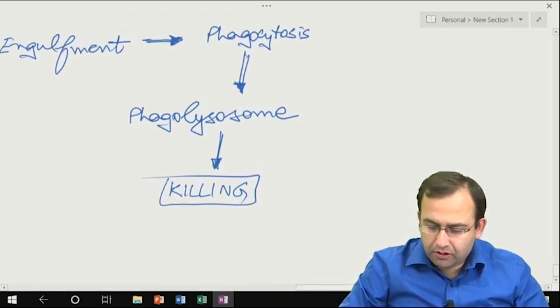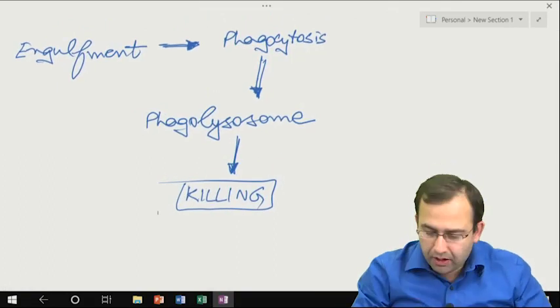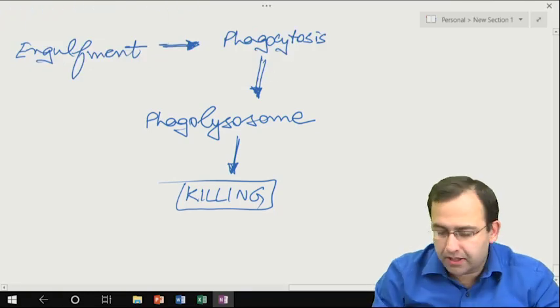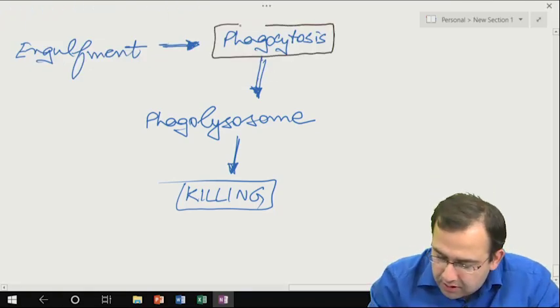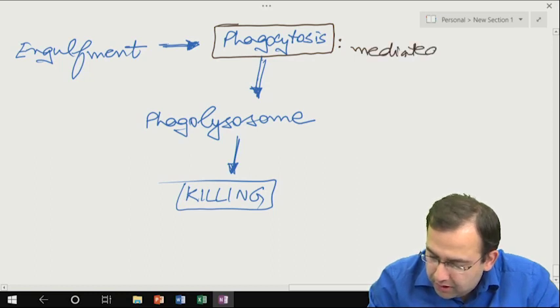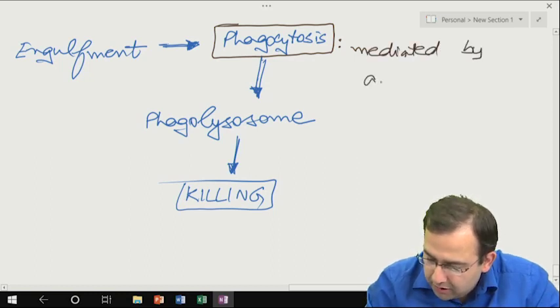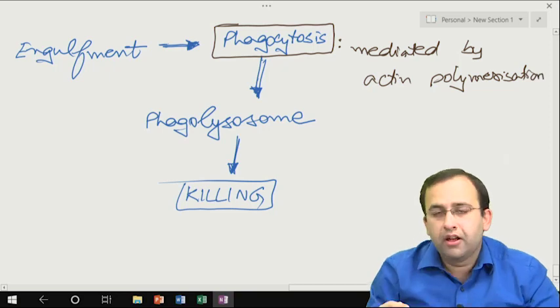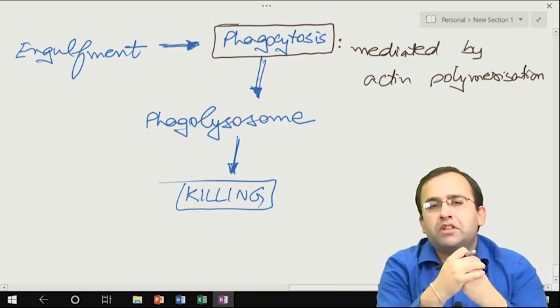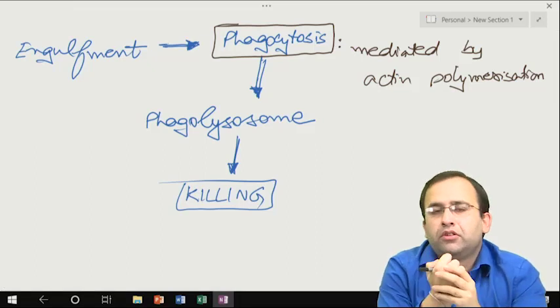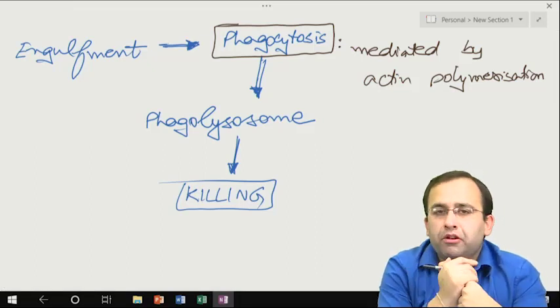Now I would just like to add one point here. Phagocytosis. How is phagocytosis taking place? It is also mediated by actin polymerization. That is, the cytoplasm of the cell goes forward and it engulfs the microbe. So both chemotaxis and phagocytosis are mediated by actin polymerization.